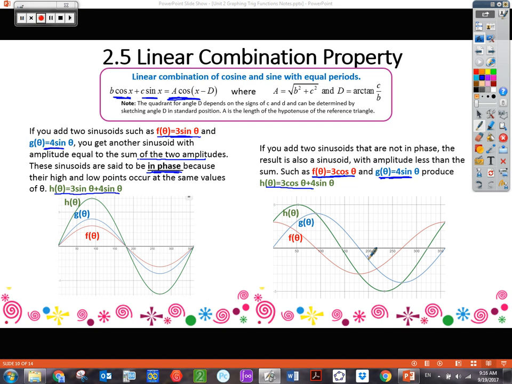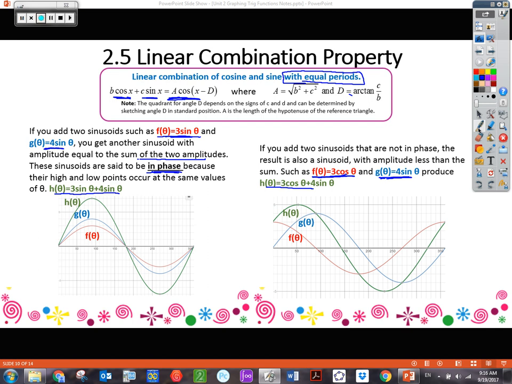In that instance, what we can do with problems like this is we can combine them. But this is key right here. They have to have equal periods. If they don't have equal periods, we can't do this. Okay, we can't do this if they don't have equal periods. That has to take place. That's critical. So let's look at the formula.